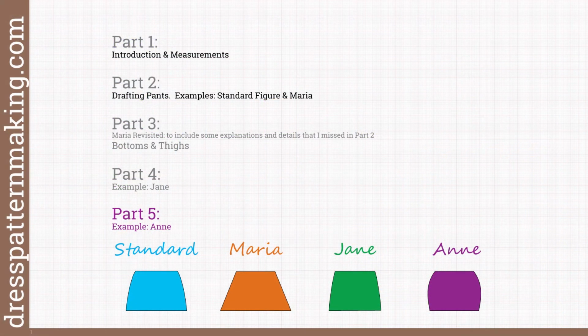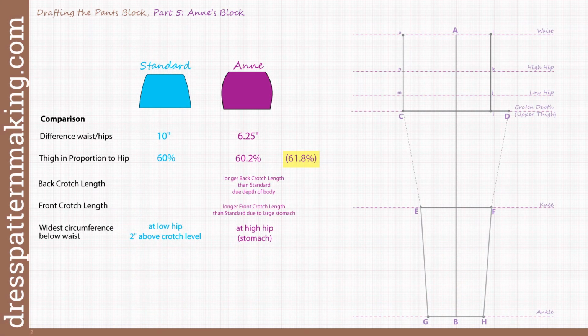This is part 5 in the pants block series, and I'll be drafting the pants block for Anne. I am firstly comparing Anne's figure to the standard figure. Anne has less difference between her waist and hips than any of the figures I've done so far. The standard figure has 10 inches difference between the waist and hips. Mine has more, Jane had less, but Anne has even less. The difference between Anne's waist and hip is 6¼ inches.